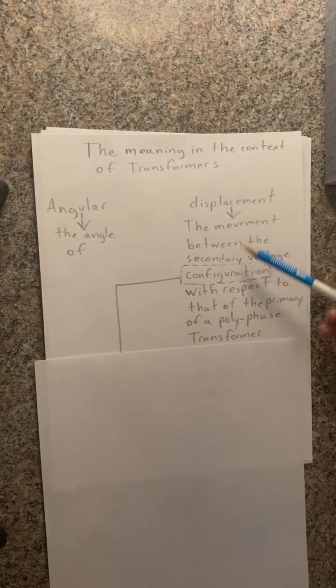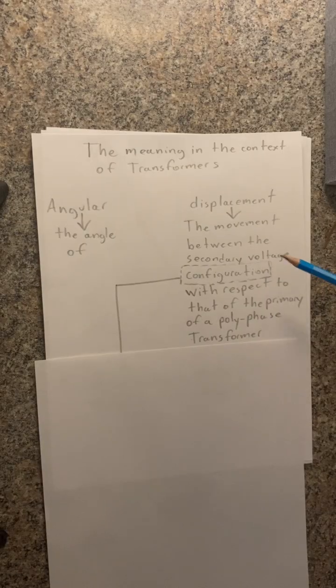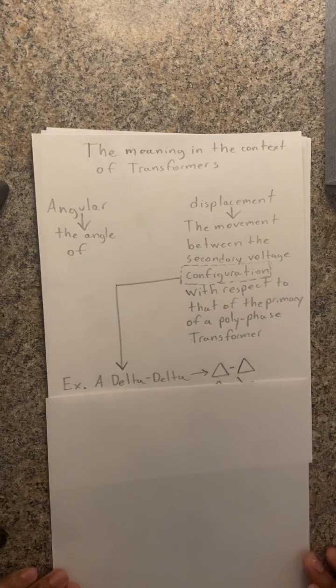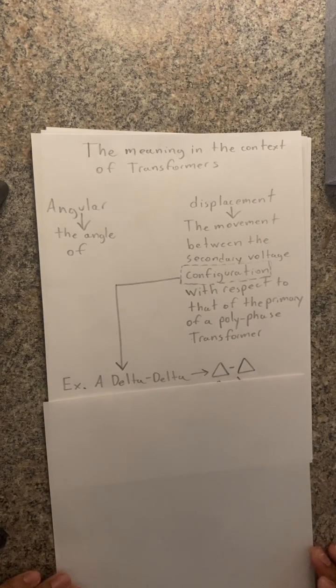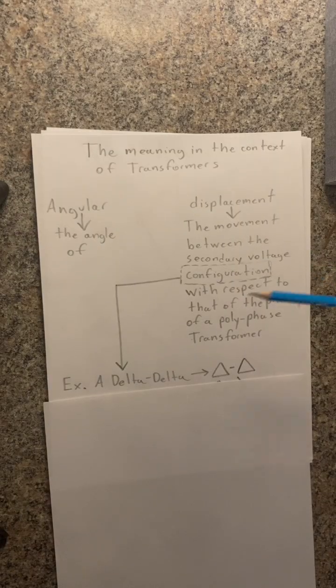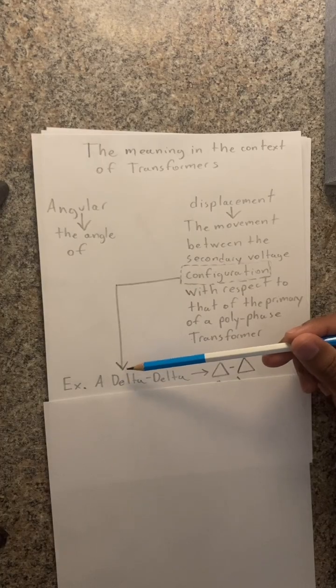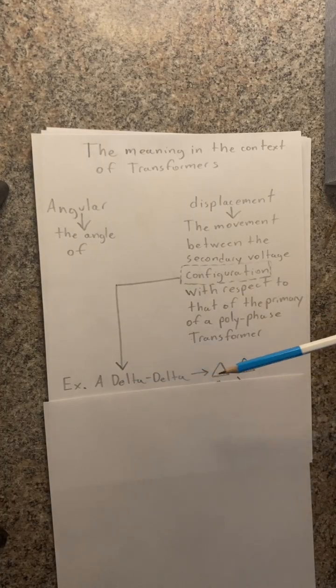Now, something to highlight here is configuration. What is meant by configuration? Configuration means, for instance, a delta. That means that you have the transformer connected in delta on the primary and delta on the secondary.